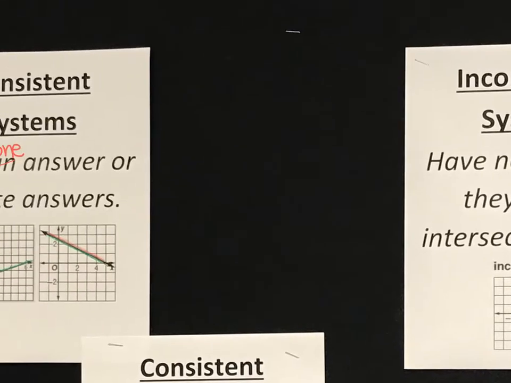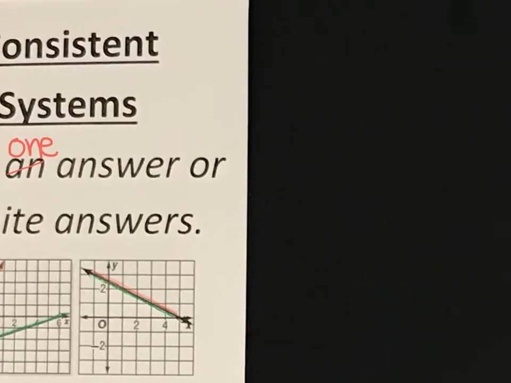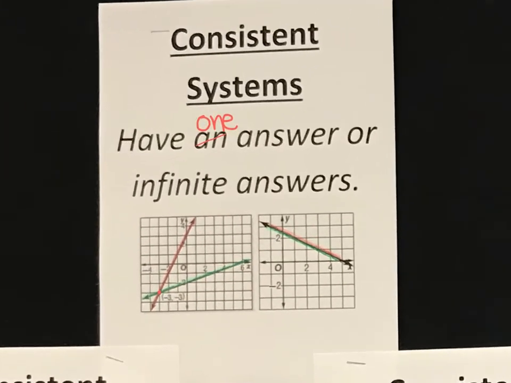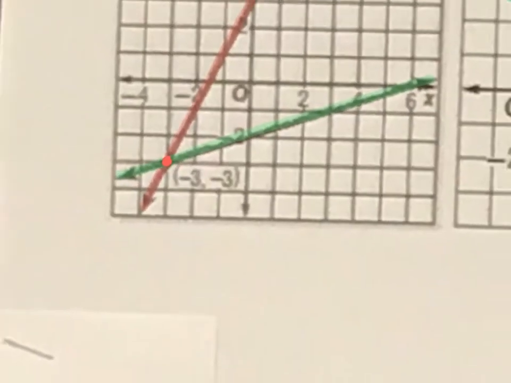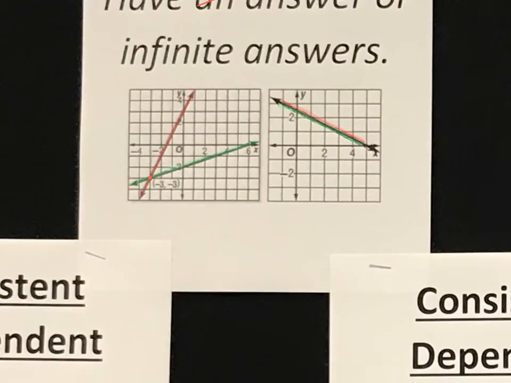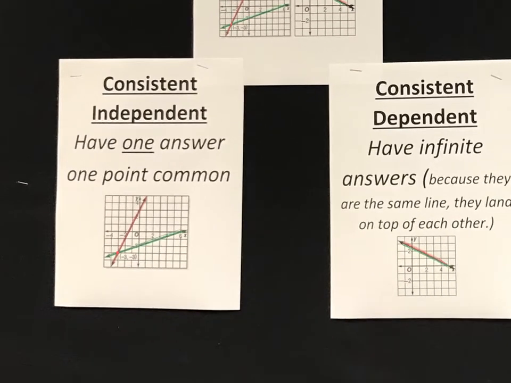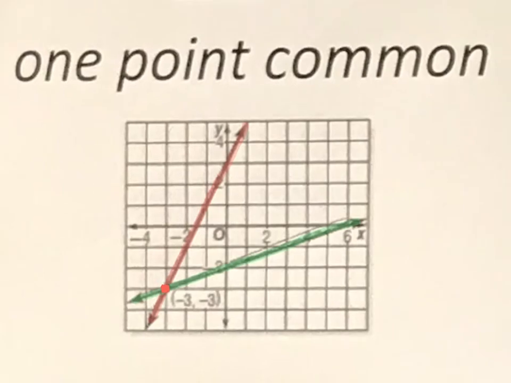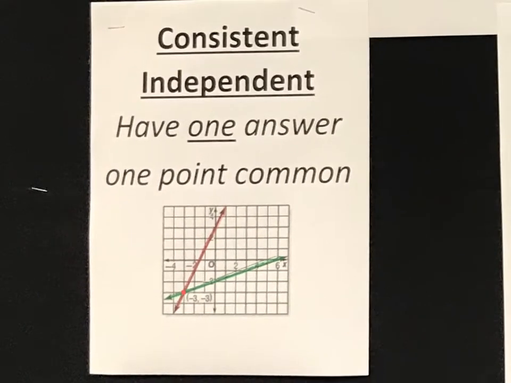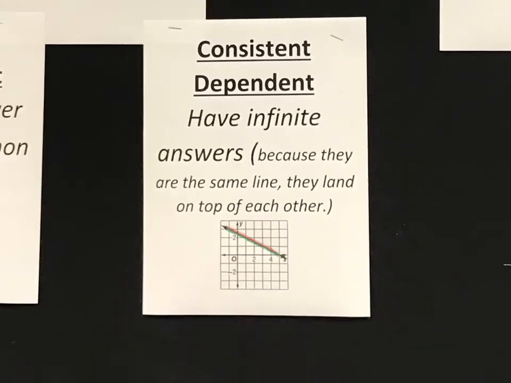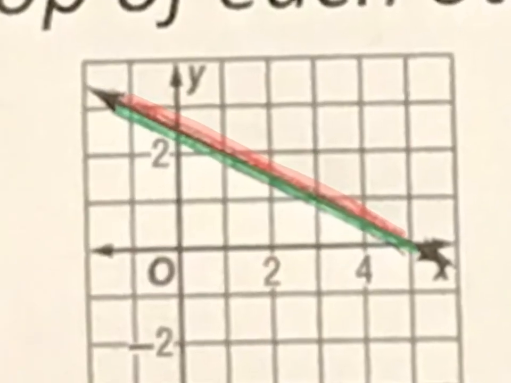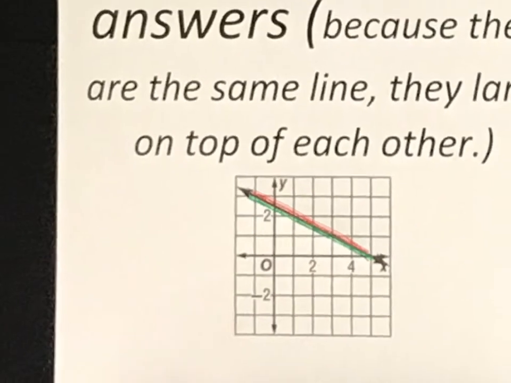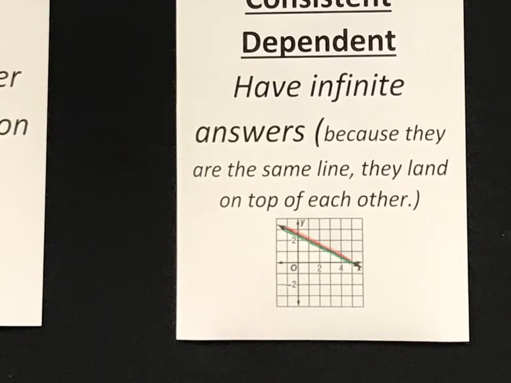Once again, systems that have answers are called consistent. Systems that don't have answers are called inconsistent. Now, of those that do have answers, you might end up with one answer, or you might end up with an infinite amount of answers. How do we classify those? Well, if it's consistent with one answer, we say independent. Kind of like if you're financially independent, you're on your own. You're surviving with your own paycheck. If you're financially dependent, it's like your parents are carrying your weight. They're paying for everything. And that makes sense with the graph: one line lands right on top of the other line, and those have an infinite amount of answers.